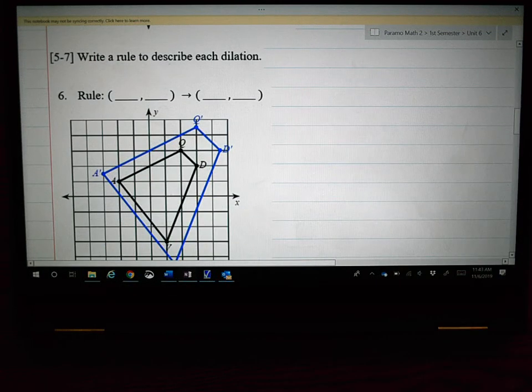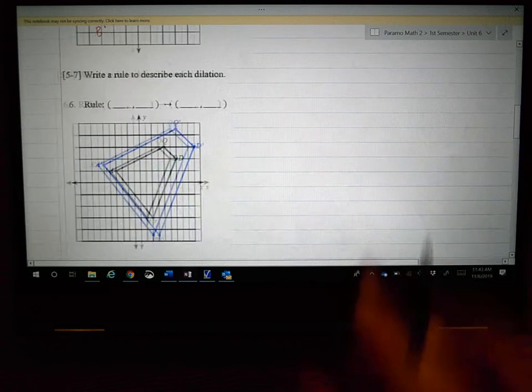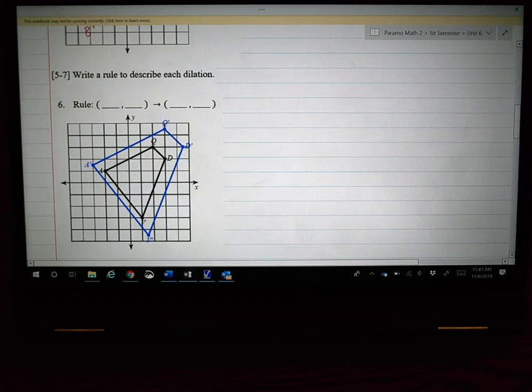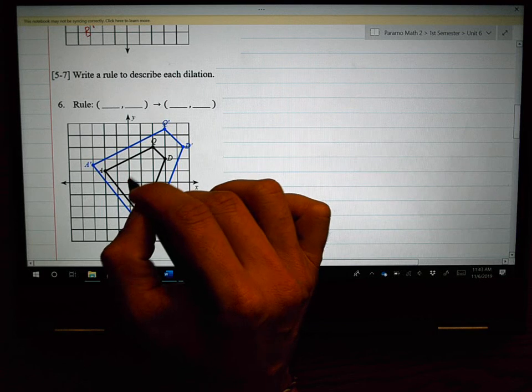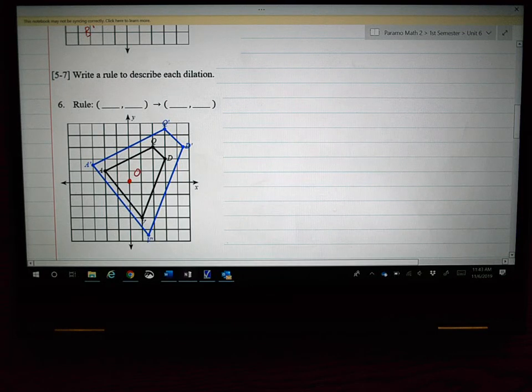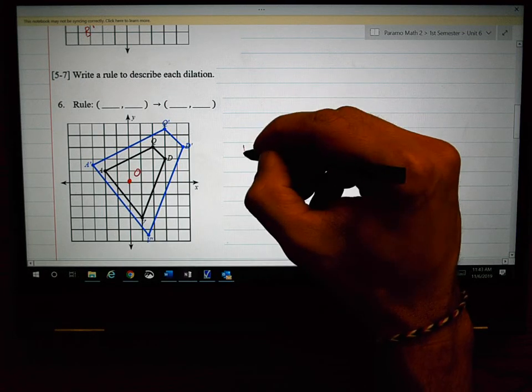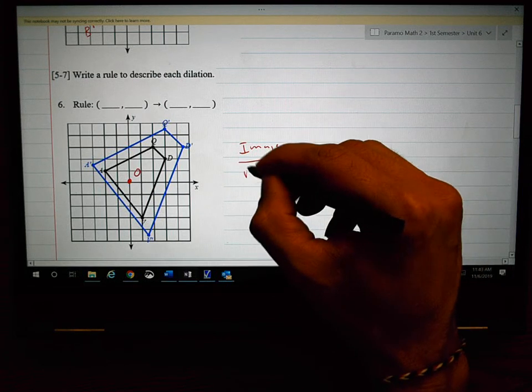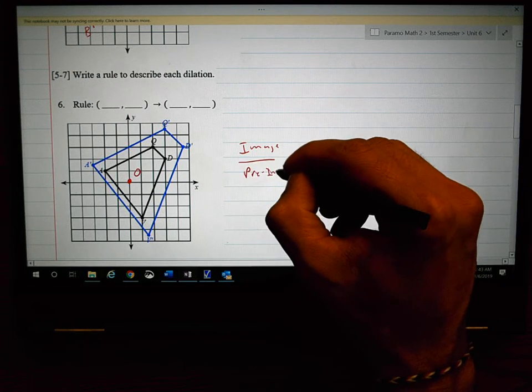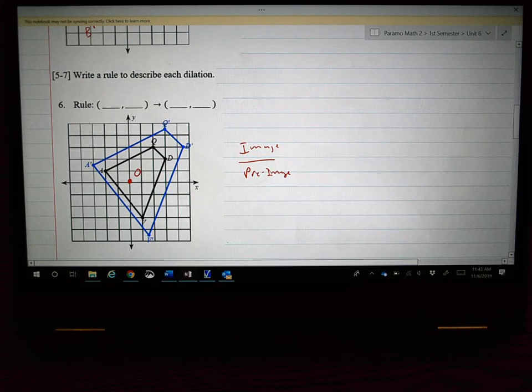This is number 6. Number 6 says, write a rule to describe each dilation. Now you can choose whichever one you want to use. As long as you remember image divided by pre-image, you can figure out the scale factor.